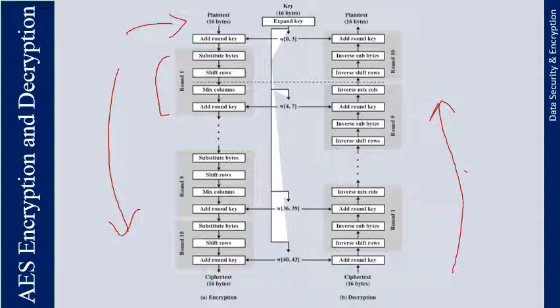So these steps are repeated 10 times in the 16 byte AES transformation, and the cipher text will be generated after the 10 rounds.